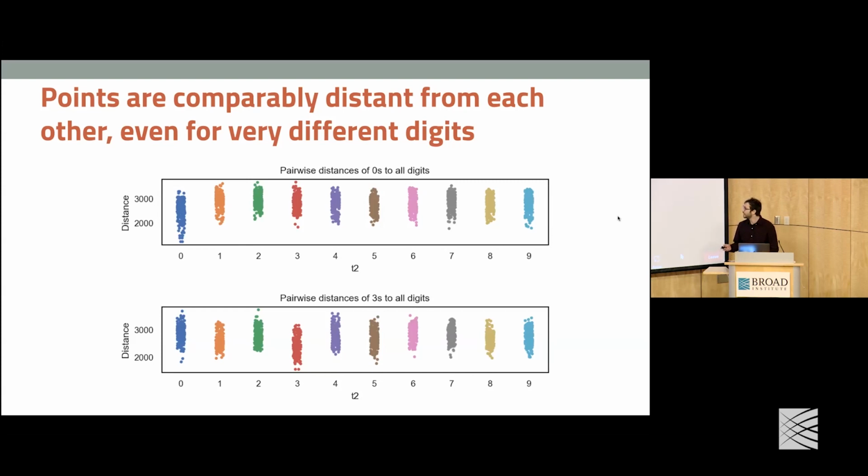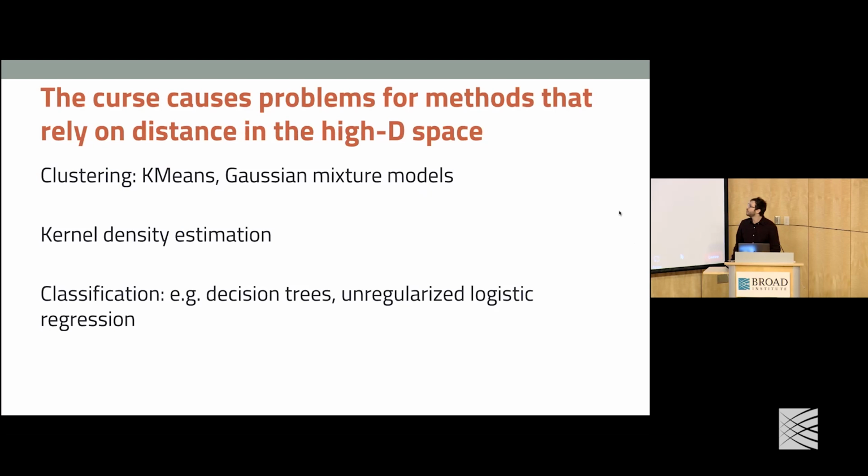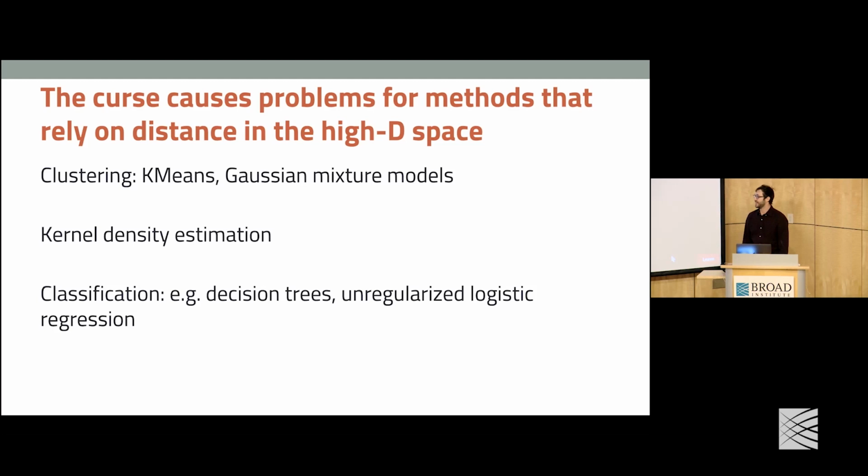Okay. So I'm just going to signpost here that the curse is going to cause problems for methods that rely on distance in the high-dimensional space. So that includes methods like clustering, such as k-means and Gaussian mixture models, and kernel density estimation.